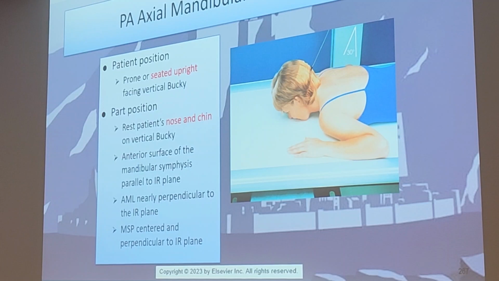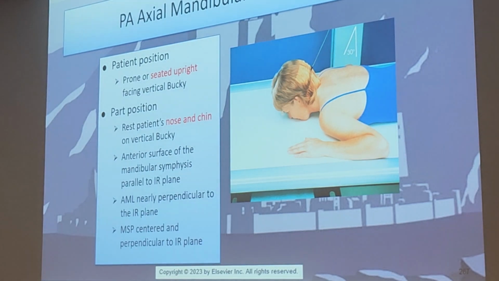It's going to be slightly different than for the body. Body was 20 to 25. I'm sorry, ramus was 20 to 25. Body is going to be 30.